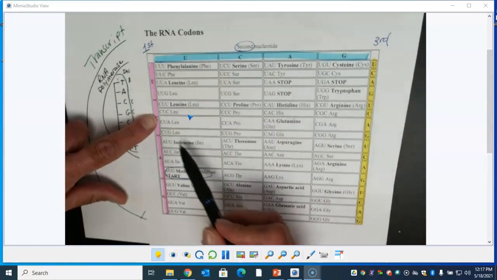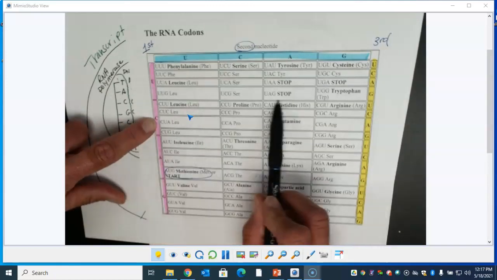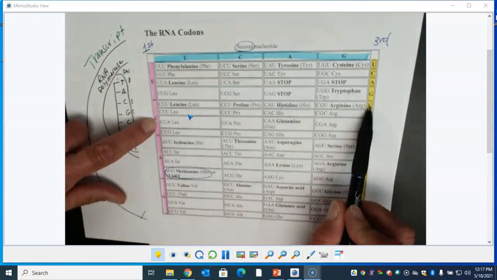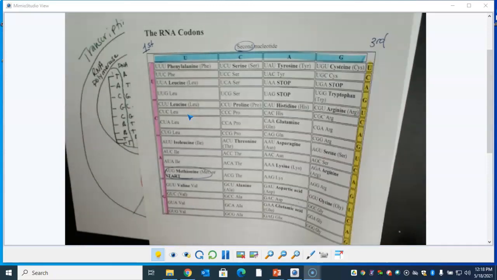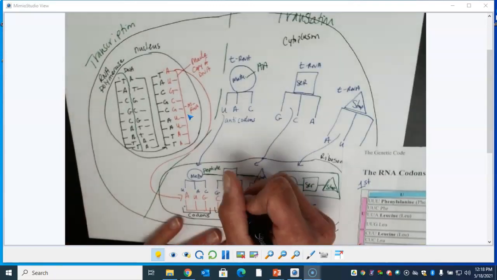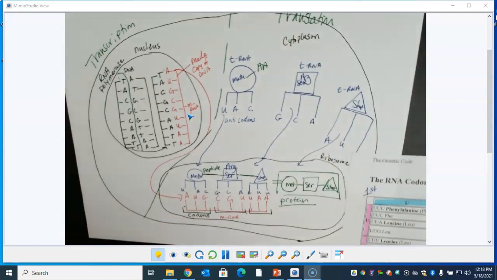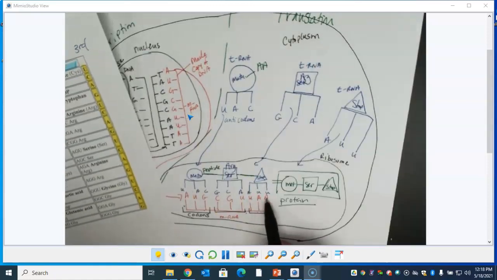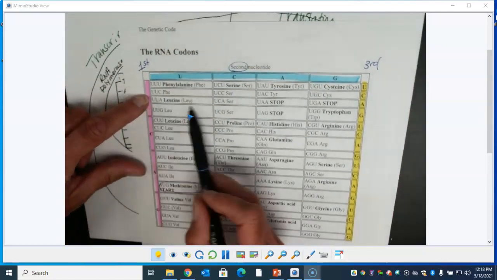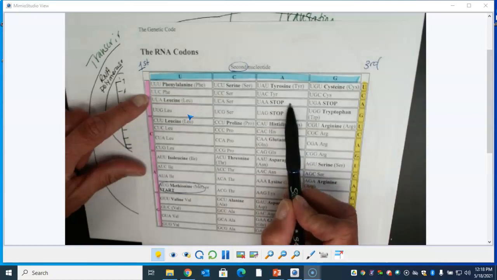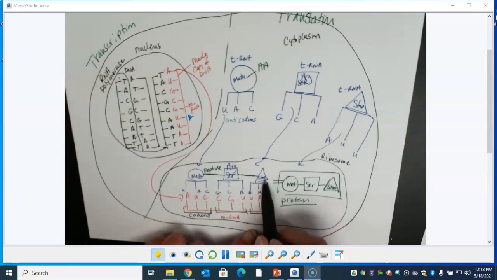Let me see if I got that right. C, G, and U. Oh, I got the wrong amino acid on there. That's arginine. So this one should be arginine. Okay. And our last one, UAA, is going to be my stop codon. And that's how I get this stop right here.